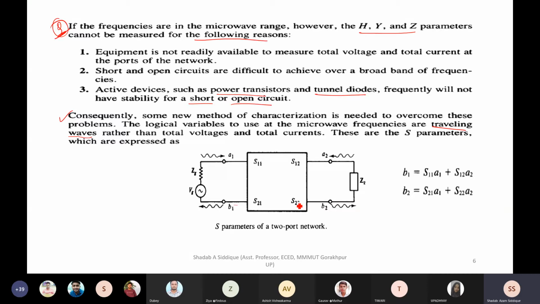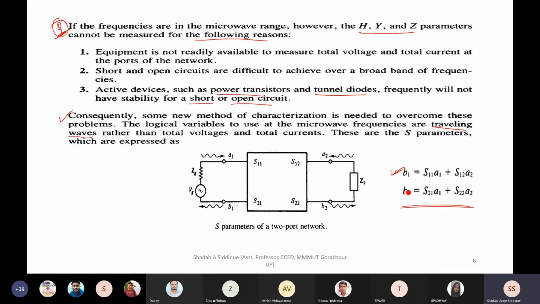I'll explain these things. It depends on these combinations, so it will be represented like this: B1 is equal to S11 A1 plus S12 A2, and similarly B2 is equal to S21 A1 plus S22 A2. In this way it is represented, and sometimes it is also called an output.